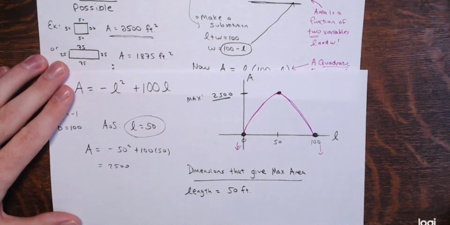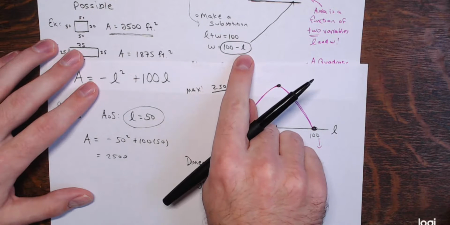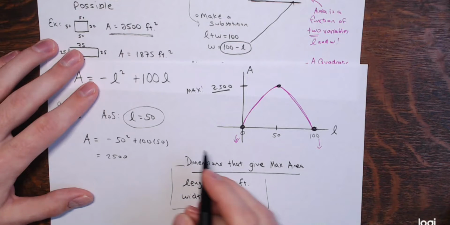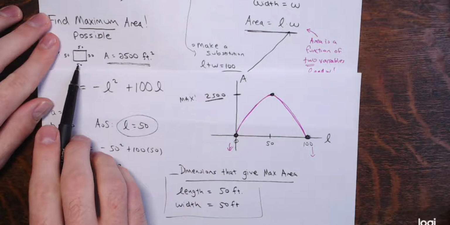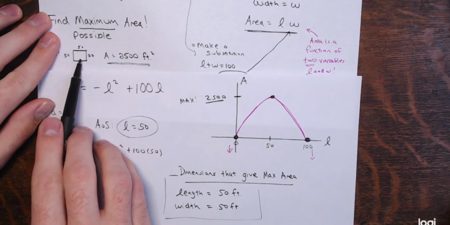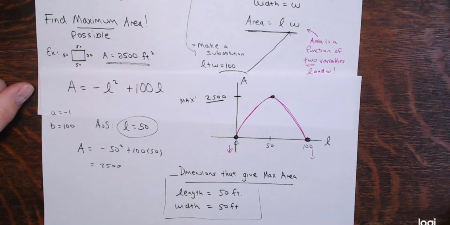And if you recall from earlier, the width is 100 minus L. 100 minus 50 is 50, so the width is 50 as well. And the maximum area is that 2,500 square feet. So the picture I drew here with the 50 by 50 rectangle, the square, is the rectangle that has the largest area possible when I'm only given 200 feet of fencing.